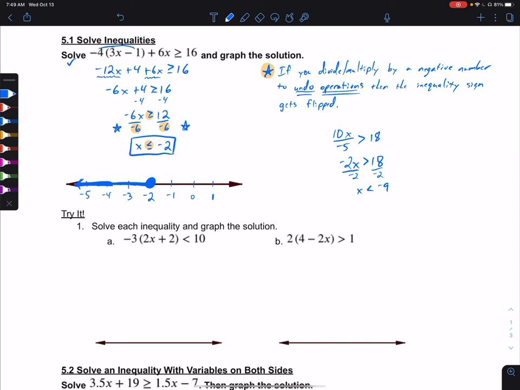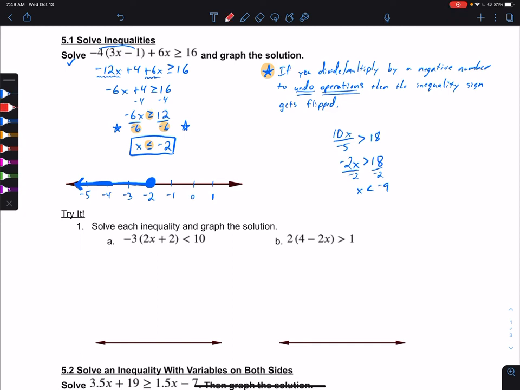And sometimes you want to put an arrow here. We put that arrow so that we know that this inequality solution continues to the left. We want all of the numbers going towards negative infinity. And that would be my solution. That would be the graph of the solution.